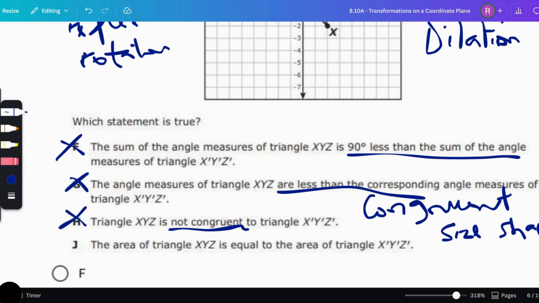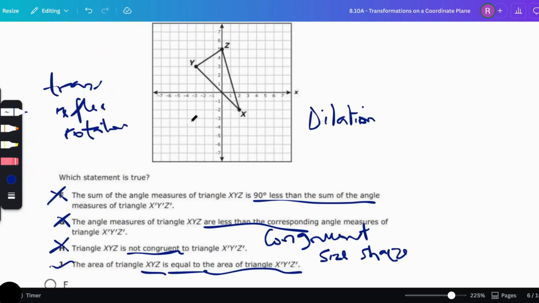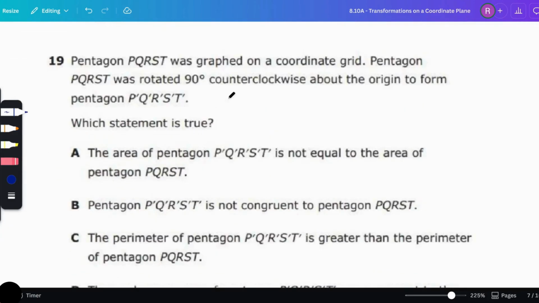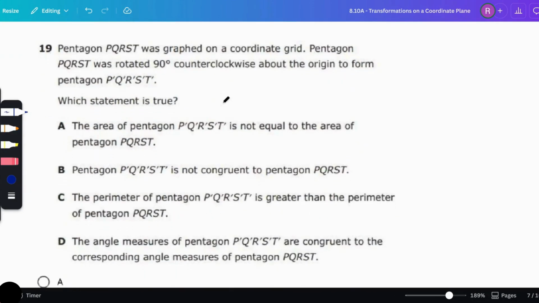Because when you translate a shape, the size remains the same and the shape remains the same. Nothing happens to the size, nothing happens to the shape. Only the location changes. So the last one is correct because the area of triangle XYZ is equal to the area of triangle X prime, Y prime, Z prime. Nothing will happen to the angles, nothing will happen to the size, nothing will happen to the shape. They will all remain the same. It's only when you dilate that the size will change.